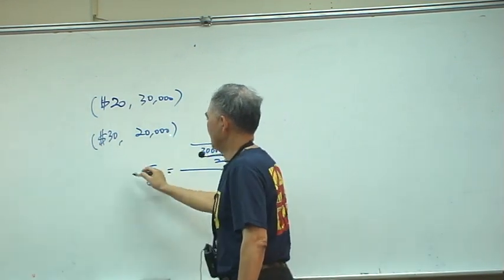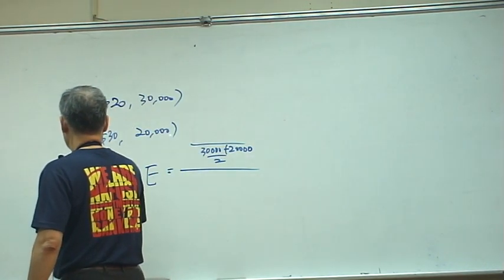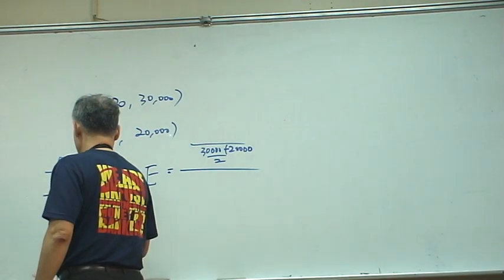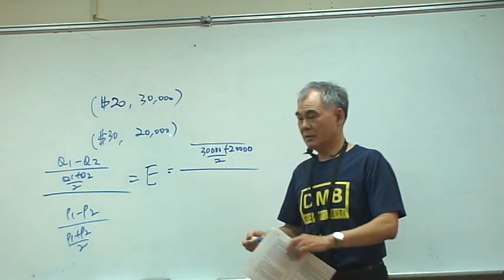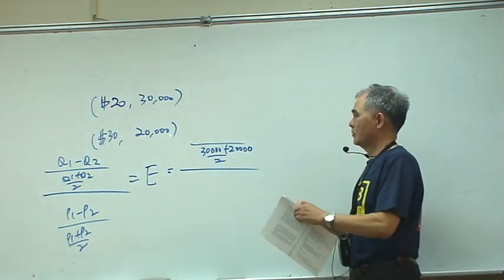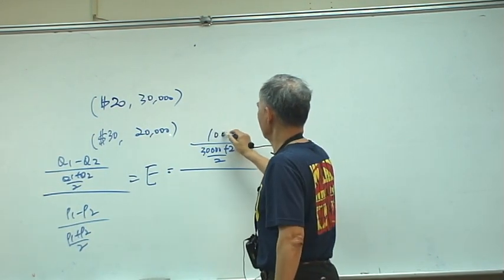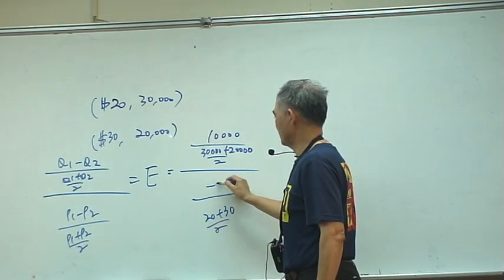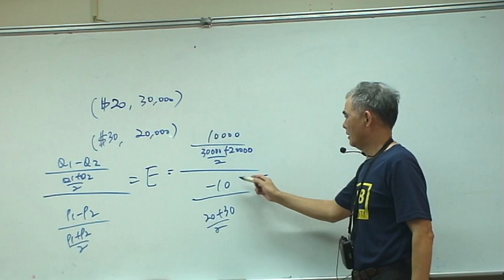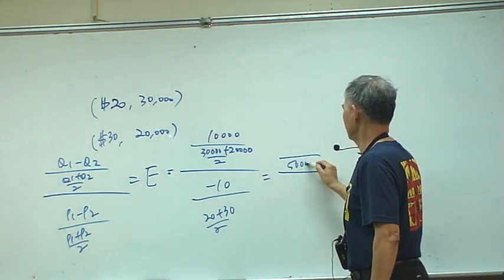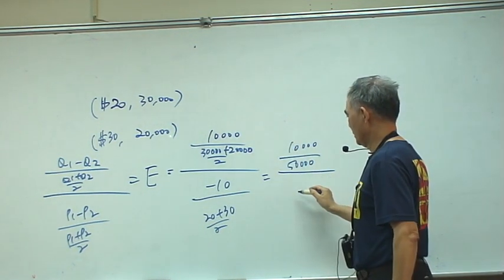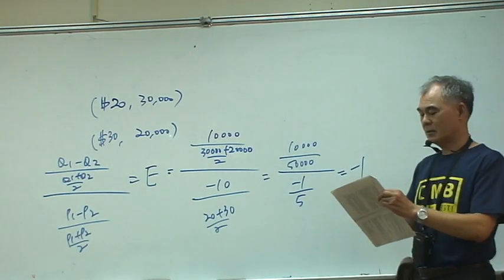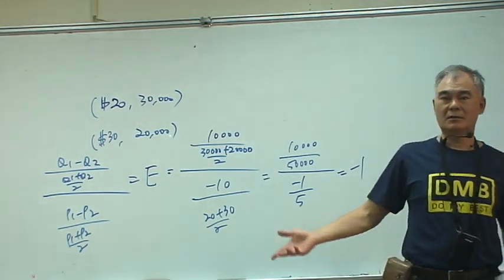Let me put down the formula here: 1/2 (Q1 plus Q2) and Q1 minus Q2, and here 1/2 (P1 plus P2), P1 minus P2. So here is the formula of the arc elasticity. The quantity difference is 10,000, and here you have 20 plus 30, and the price difference is -10. So you have 50,000 here, 10,000 here, and here it is 5 over -1. And so what you get is equal to -1. If you have a calculator and you've got the formula right, you should be able to get it.